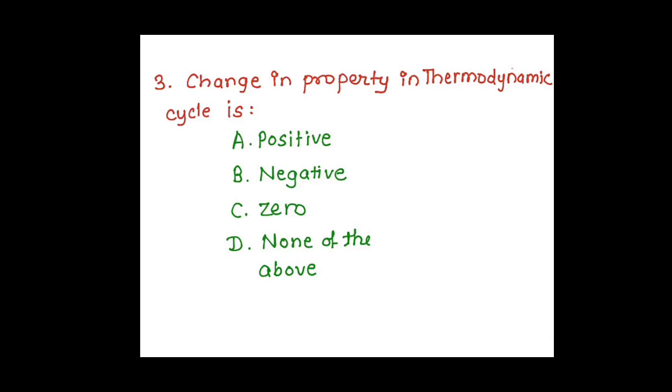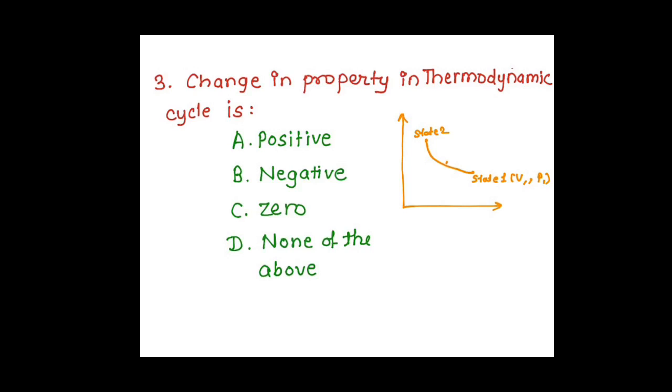Third one, change in property in a thermodynamic cycle is A positive, B negative, C 0, D none of the above. While explaining the concept of thermodynamic cycle, I have shown you that state 1, which has properties V1 and P1, is the initial state of the thermodynamic system. As it undergoes interaction with the surroundings, it will attain state 2.